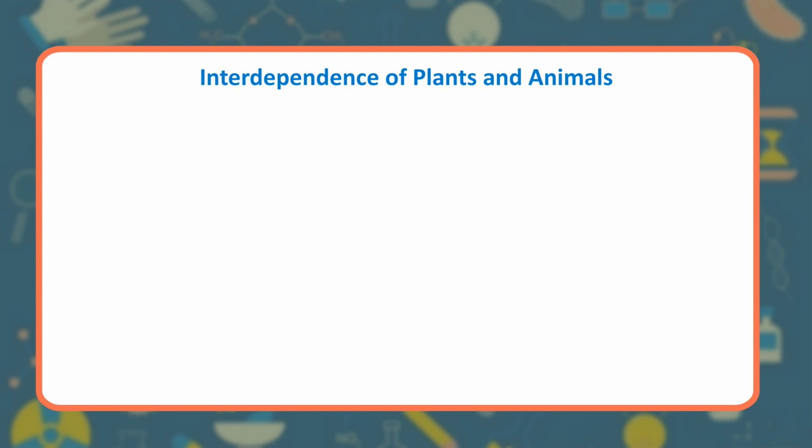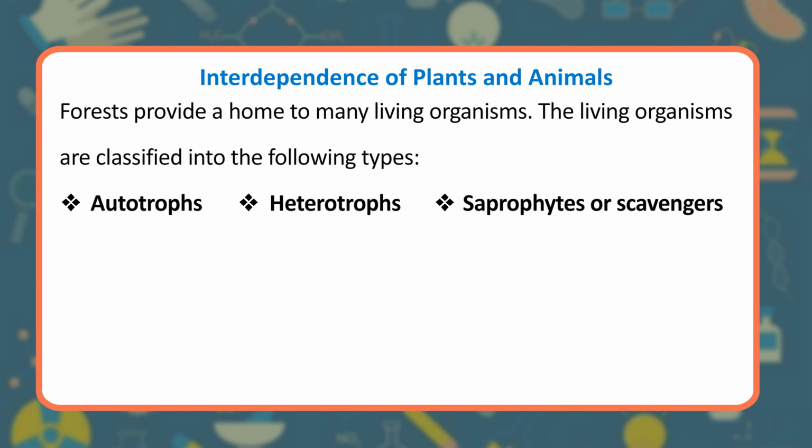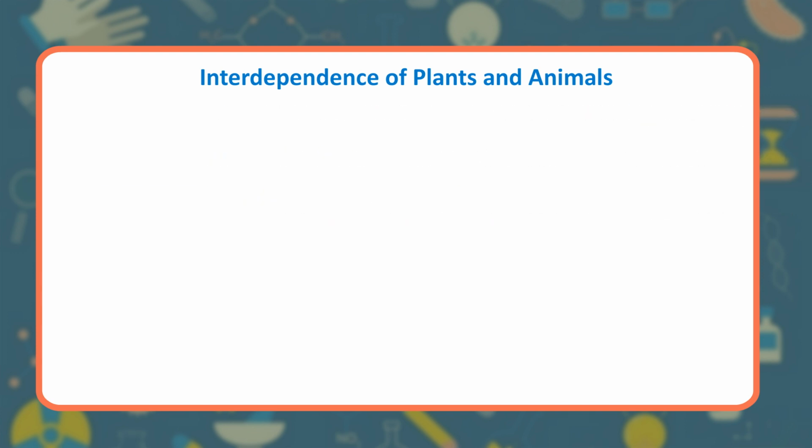Interdependence of plants and animals. Forests provide a home to many living organisms. The living organisms are classified into the following types: autotrophs, heterotrophs, saprophytes or scavengers.